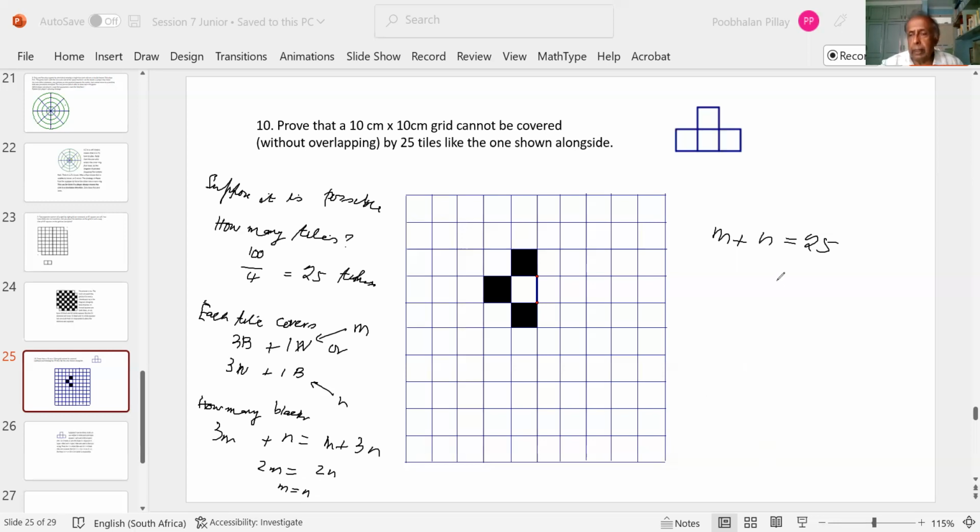But then, with M equals N and M plus N equals 25, if you solve for M, you get 12 and a half, which is impossible, because M is the number of tiles of a certain type, and you can't have 12 and a half such tiles. So we come to a contradiction. If it can be covered, we find that the number of tiles is not a whole number. Therefore, our assumption is false. Therefore, it is impossible to cover this.